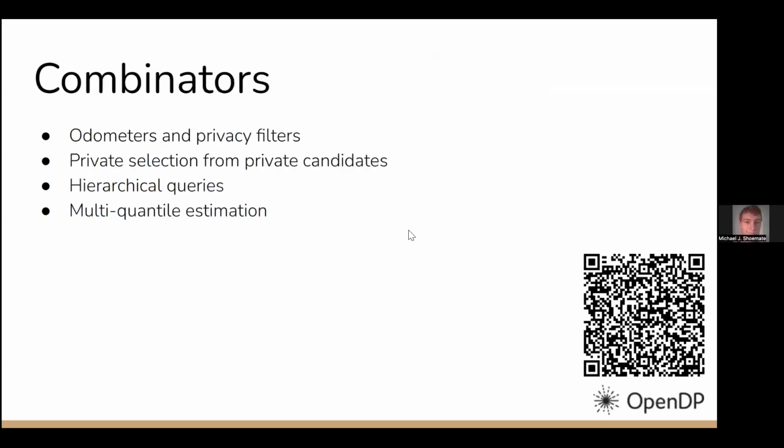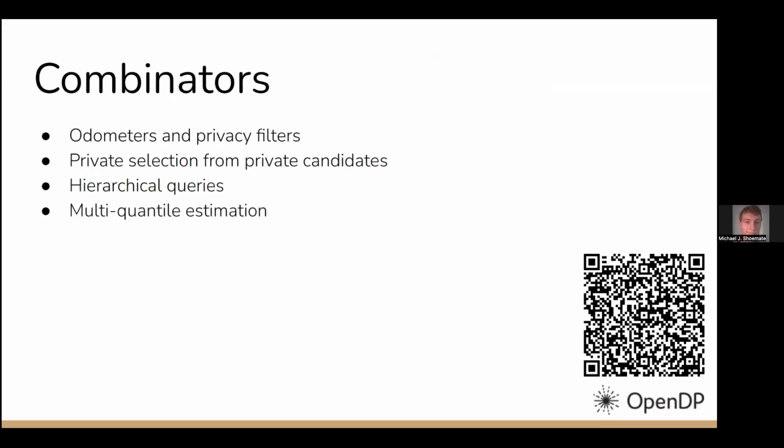Okay, combinators. Usage of, say, adding odometers and privacy filters. Odometers being ways of accounting for the budget without an upper limit, and with dynamically set privacy parameters for each query. Privacy filters are the same, but they have an upper bound.